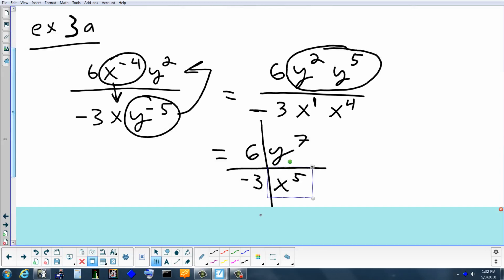So now we're at our last step. What's the very last step? Reduce. What number goes into 6 and 3?